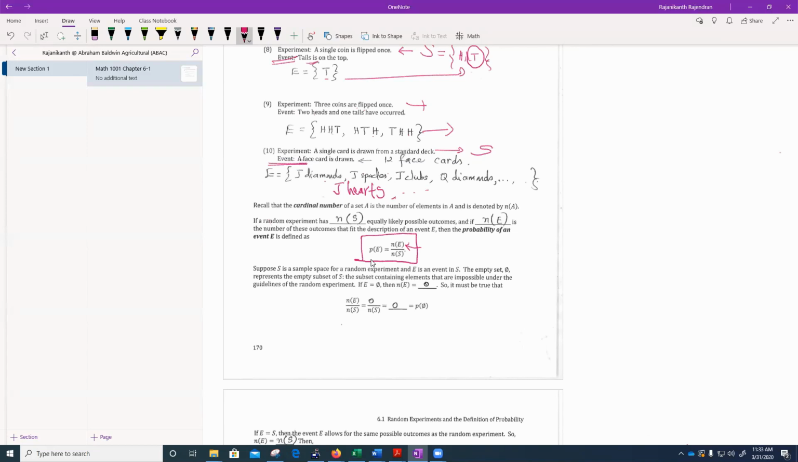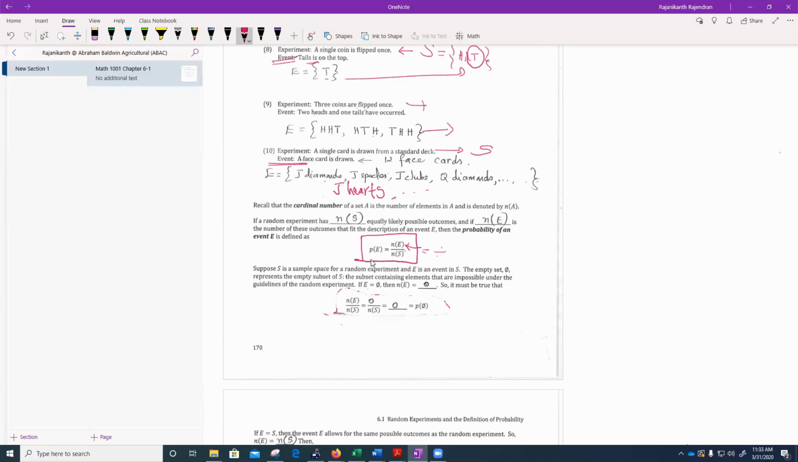n(S), in a similar way, is the number of outcomes in your sample space. These two are simply numbers. So you have to plug in those two numbers and you will get a fraction. That is going to be your probability answer for an event. Okay? So if you want to find the probability of an event E, use this formula. But this one is kind of a special case.